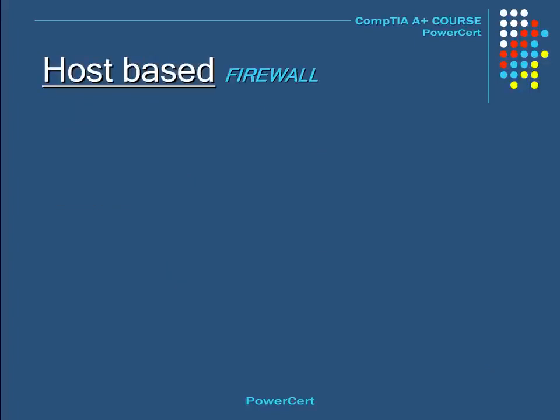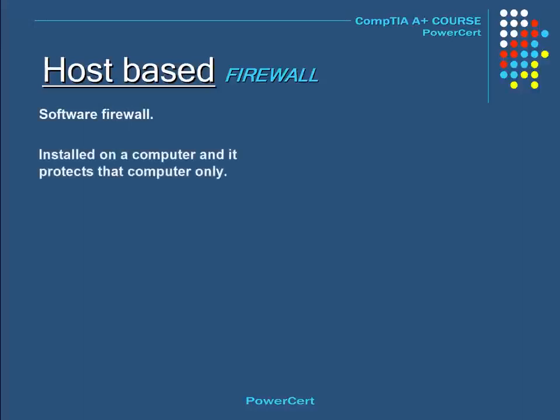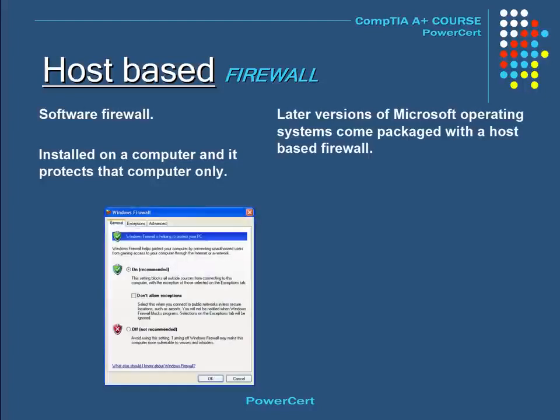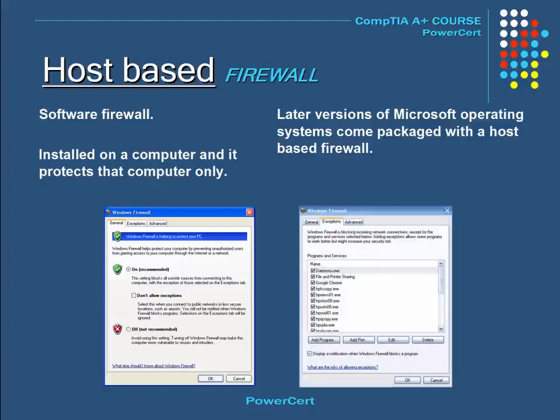Firewalls come in different types, and one type is called a host-based firewall. And this is a software firewall. This is the kind of firewall that is installed on a computer, and it protects that computer only and nothing else. For example, later versions of Microsoft operating systems come pre-packaged with a host-based firewall, as you can see here. You can turn the firewall on or off if you want, and you can also create exceptions to the firewall based on the application name on the Exceptions tab. And of course, you can always purchase a third-party firewall and install it on your computer.